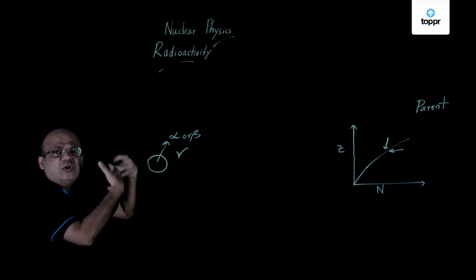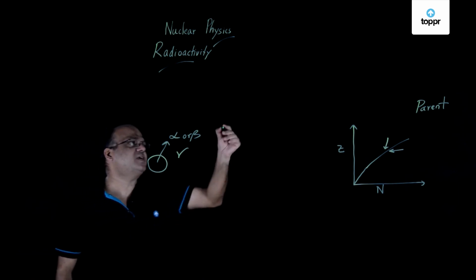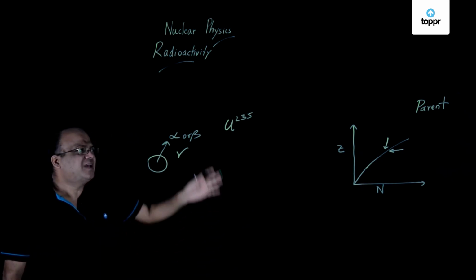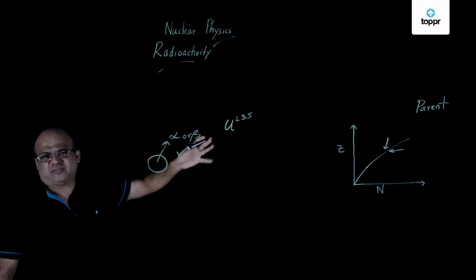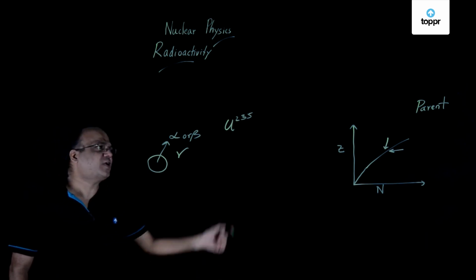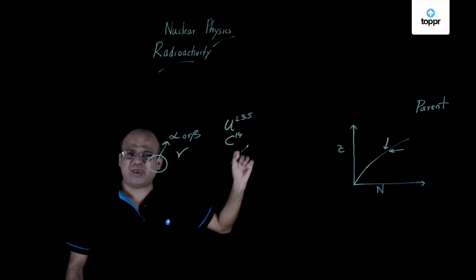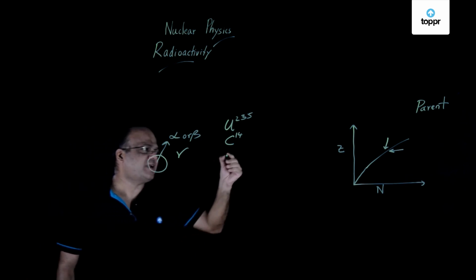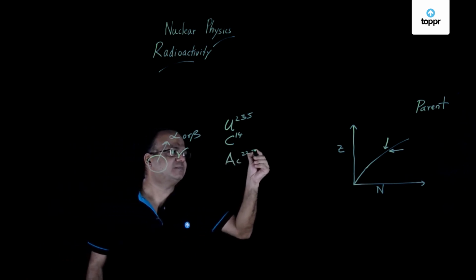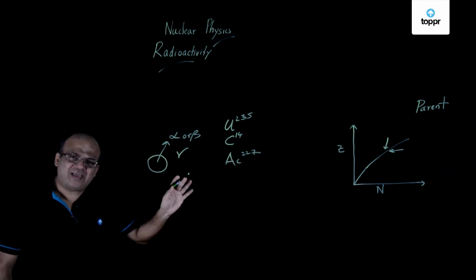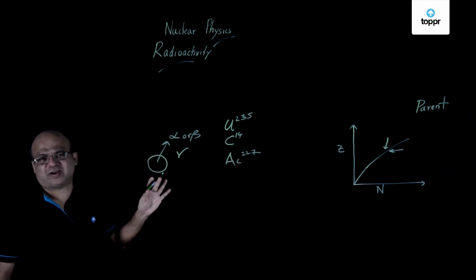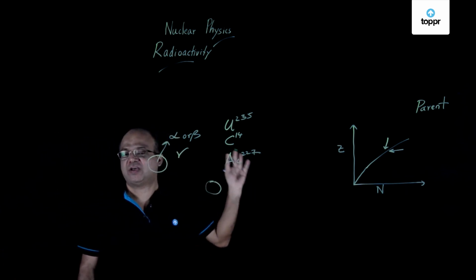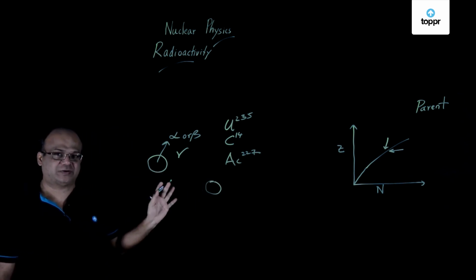Some nuclides decay only by alpha decay. If you look at uranium 235 or uranium 238, they always decay by alpha decay. There is no way they can decay by beta decay. Carbon 14 always decays by beta decay, never by alpha decay. But actinium 227 can decay by either alpha decay or beta decay. But a particular nucleus at one time will either emit an alpha particle or a beta particle, not both together.